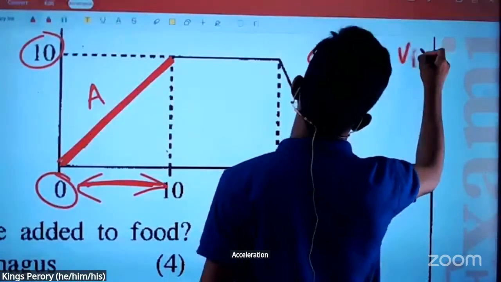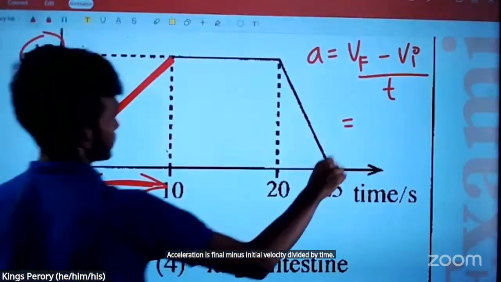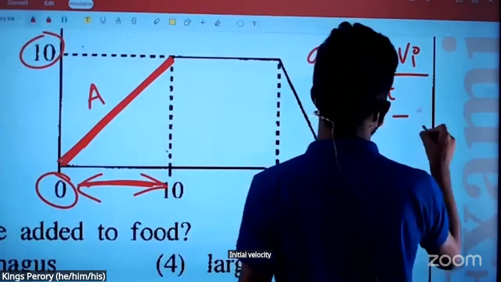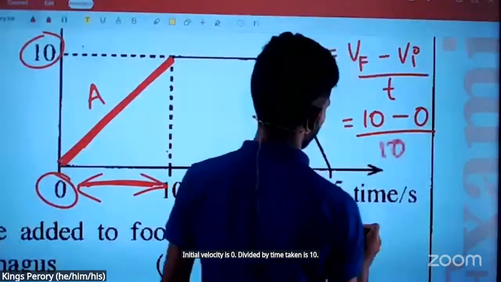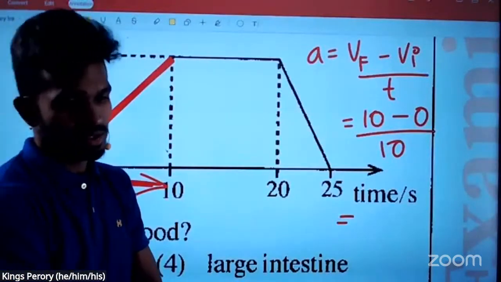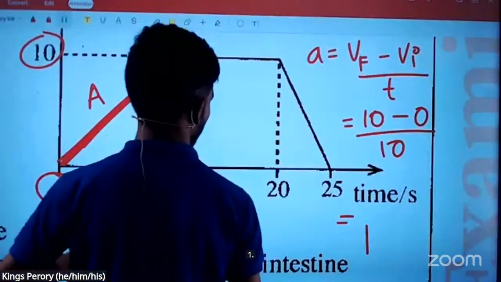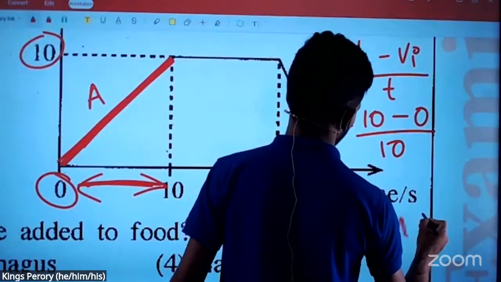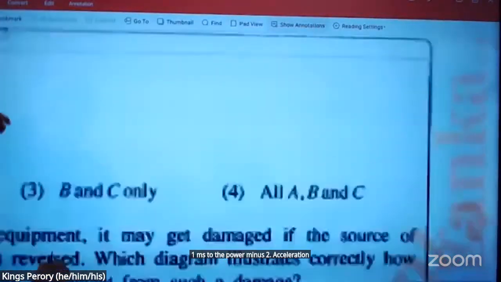We'll calculate acceleration. Acceleration is final minus initial velocity divided by time. Final velocity is 10, initial velocity is 0, divided by time taken, which is 10. That is 10 divided by 10. How much? 1. So acceleration is 1 m s to the power minus 2.